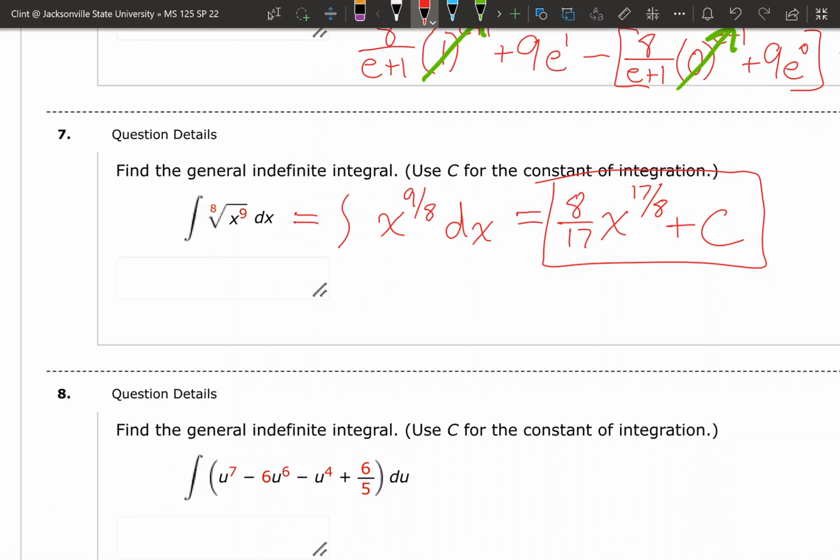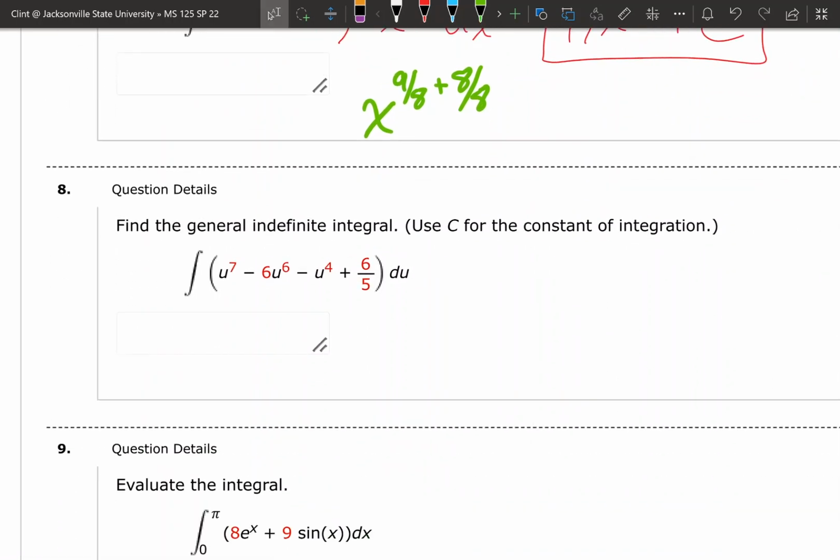Questions on that one? Yeah. So I'll put a little note in. So we had 9 over 8 plus 8 over 8. That's right, because that's 1. I don't know why I wrote it 2 different ways. Anything else on that one? Okay.